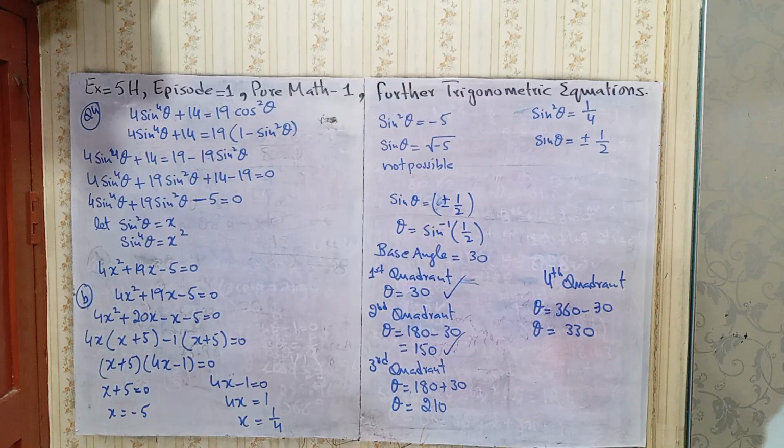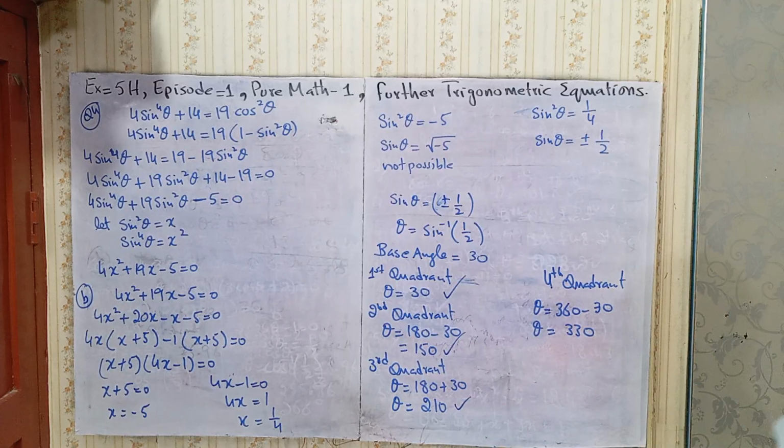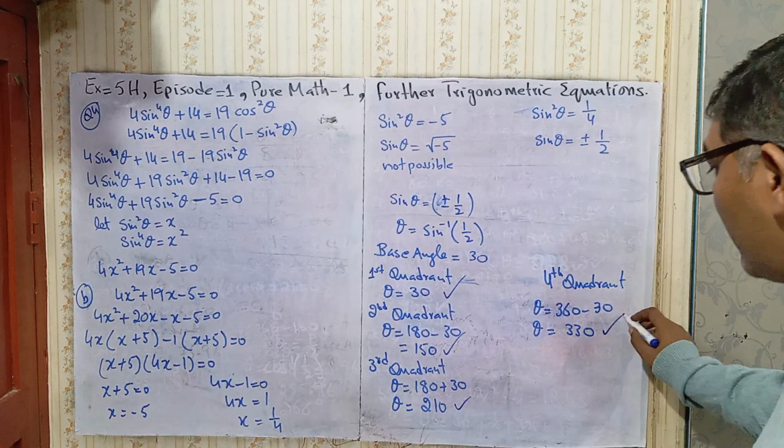In the third quadrant, because it's positive and negative, so the values are in all the four quadrants. In the third quadrant, the theta is 180 plus the base angle. So it is 180 plus 30. That will be 210. And it is also present in the fourth quadrant, and in the fourth quadrant, the theta is equals to 360 minus the base angle. So 360 minus 30, so that will be 330.